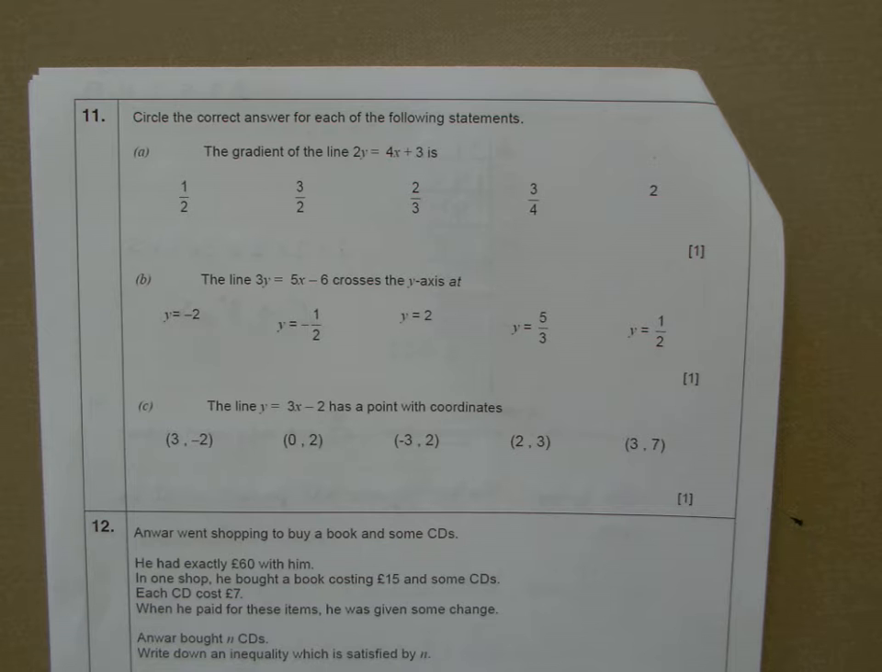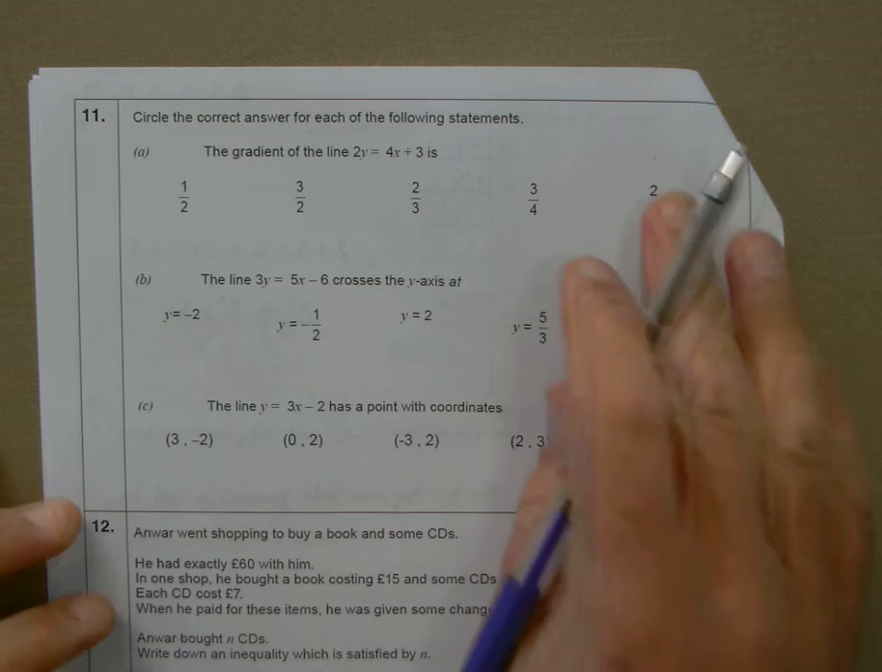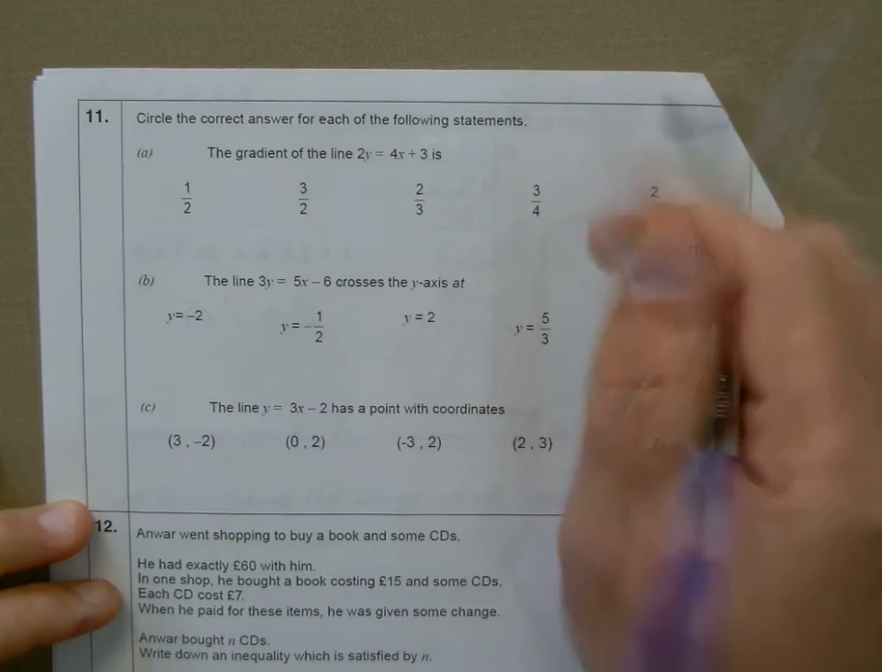Okay, circle the correct answer for each of the following statements. So it says the gradient of the line 2y equals 4x plus 3 is one of these. And this goes back to what we've learned on straight lines.